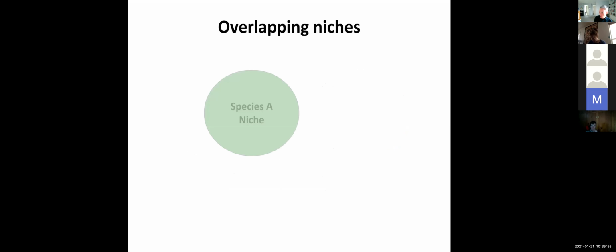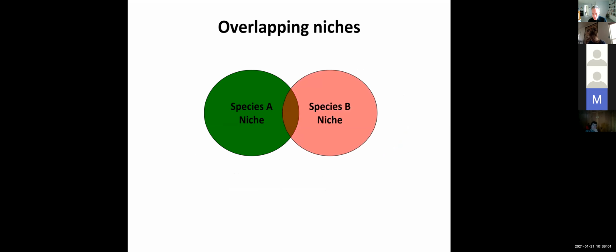Sometimes, though, you have overlapping niches, right? So you have the niche of species A, and then you have a niche of species B, and there's some overlap between them. So what might be an example of an overlap in species, or what kind of condition could create an overlap in those niches? What are we talking about when we're talking about a partial overlap?